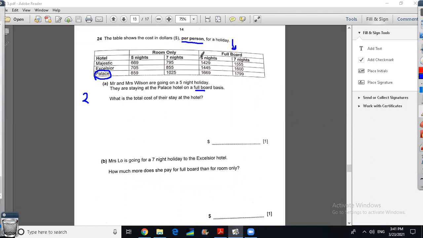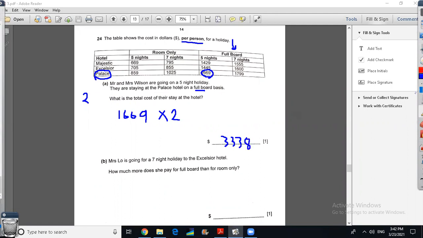But how many nights do they want? 5 nights or 7 nights? They said 5 nights. So here's 5 nights. Palace, full board. How much? It's 1,669. All right, that's my answer, mister. I did this. Sorry, that's the price per person. They are 2. It's Mr. and Mrs. Wilson. So you need to multiply this by 2 on your calculator, and the answer is going to be 3338.